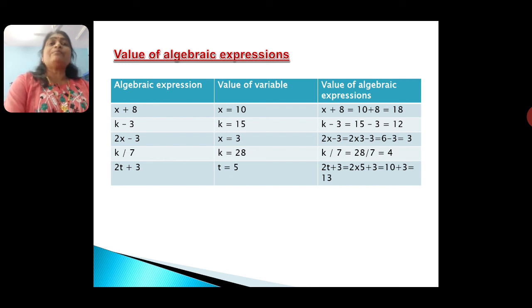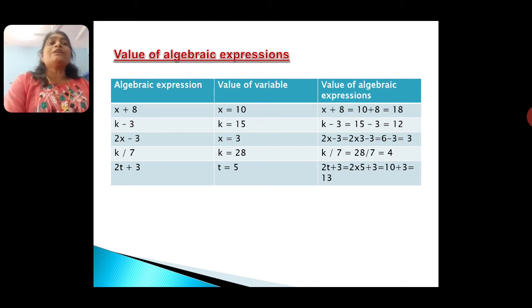Similarly, next example, k minus 3. For the value of k equal to 15, the value of expression k minus 3 equals 15 minus 3 gives 12. 2x minus 3. For x equal to 3, the value of expression 2x minus 3 equals 2 into 3 minus 3 gives 6 minus 3 equals 3. Similarly, k by 7. If k is equal to 28, then k by 7 is equal to 28 by 7 equals 4.